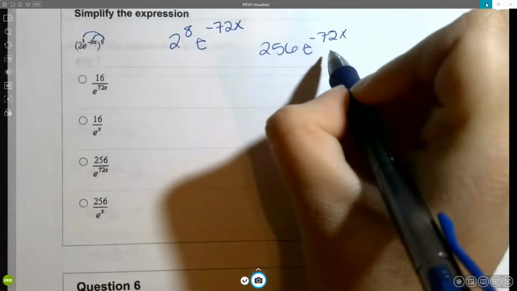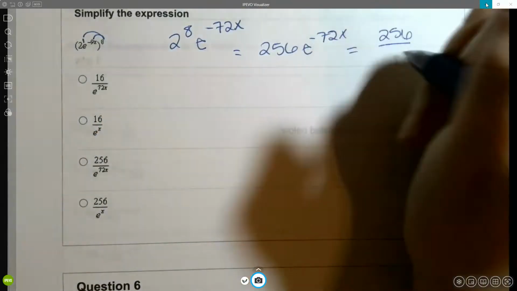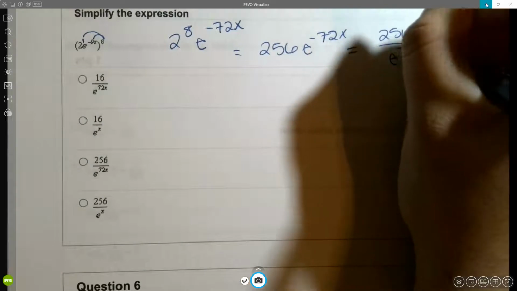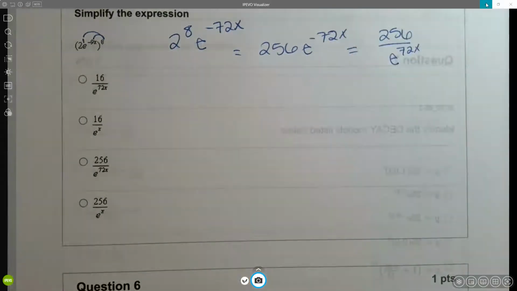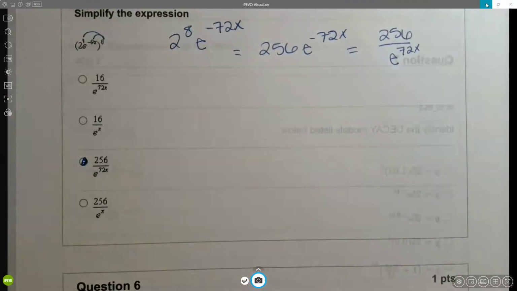Remember, negative exponents turn it into a fraction. So this is going to give me 256 on the top, and the base with the negative exponent moves to the bottom and turns positive. So this one is this choice.